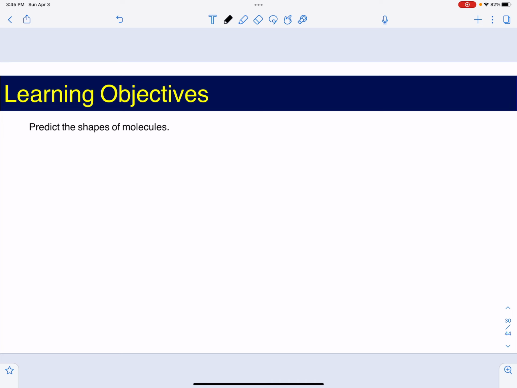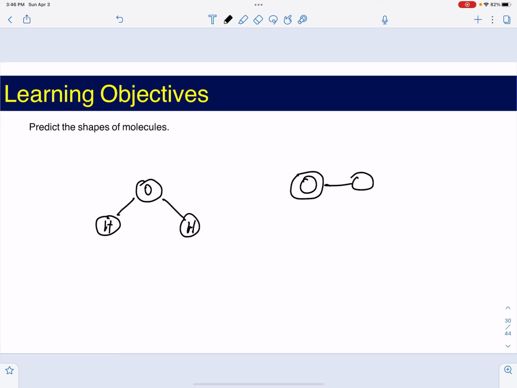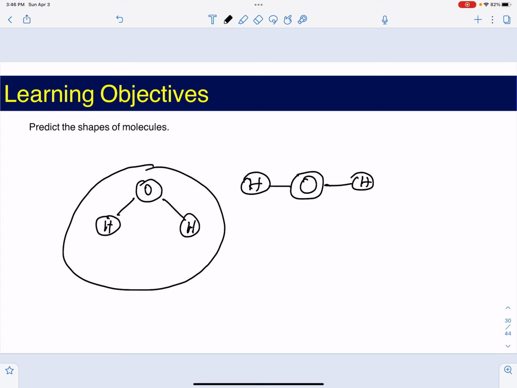For example, you probably have seen water in a lot of places looking like this, an oxygen attached to two hydrogens. But you probably have never seen this, an oxygen attached to two hydrogens. So the shape that water has in real life is this one, and we call this a bent shape. So that's what we're gonna see.